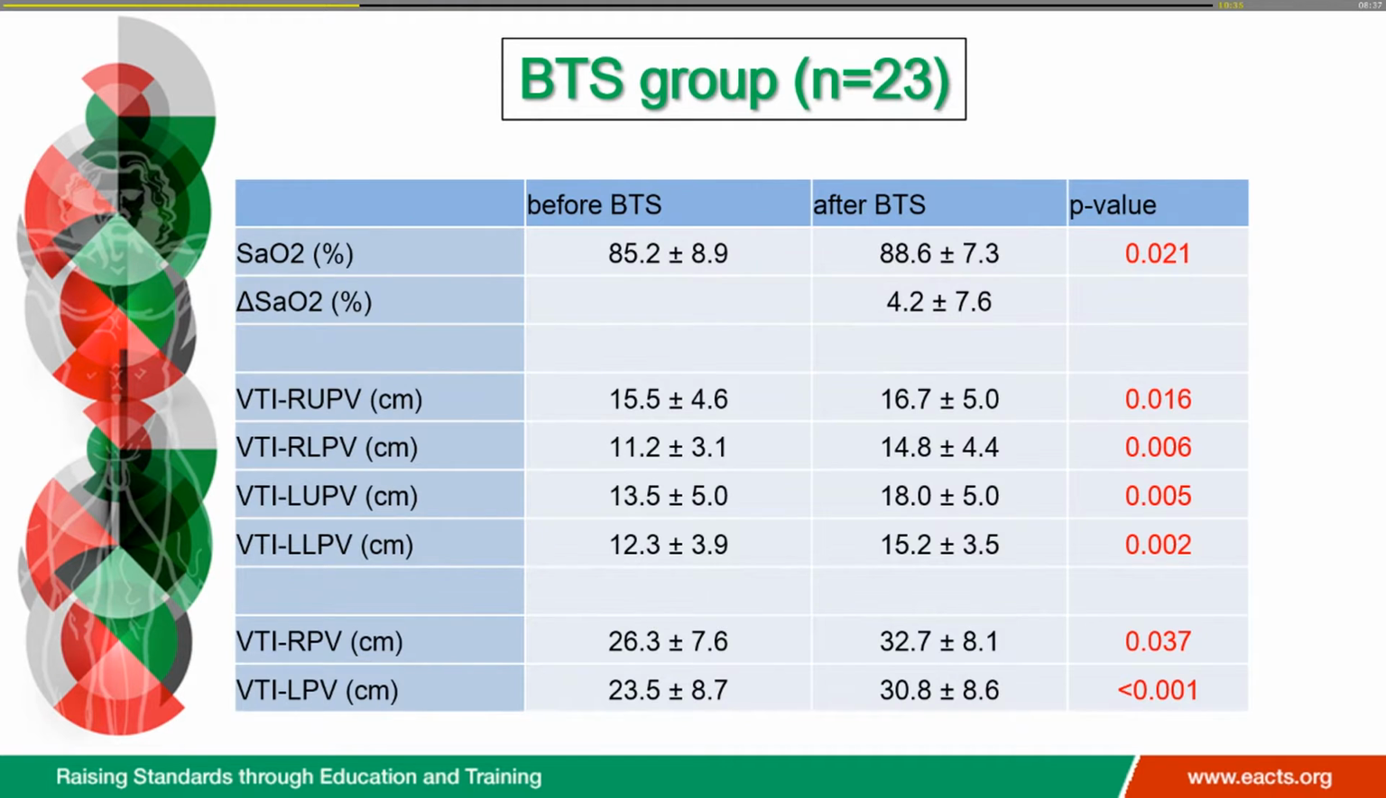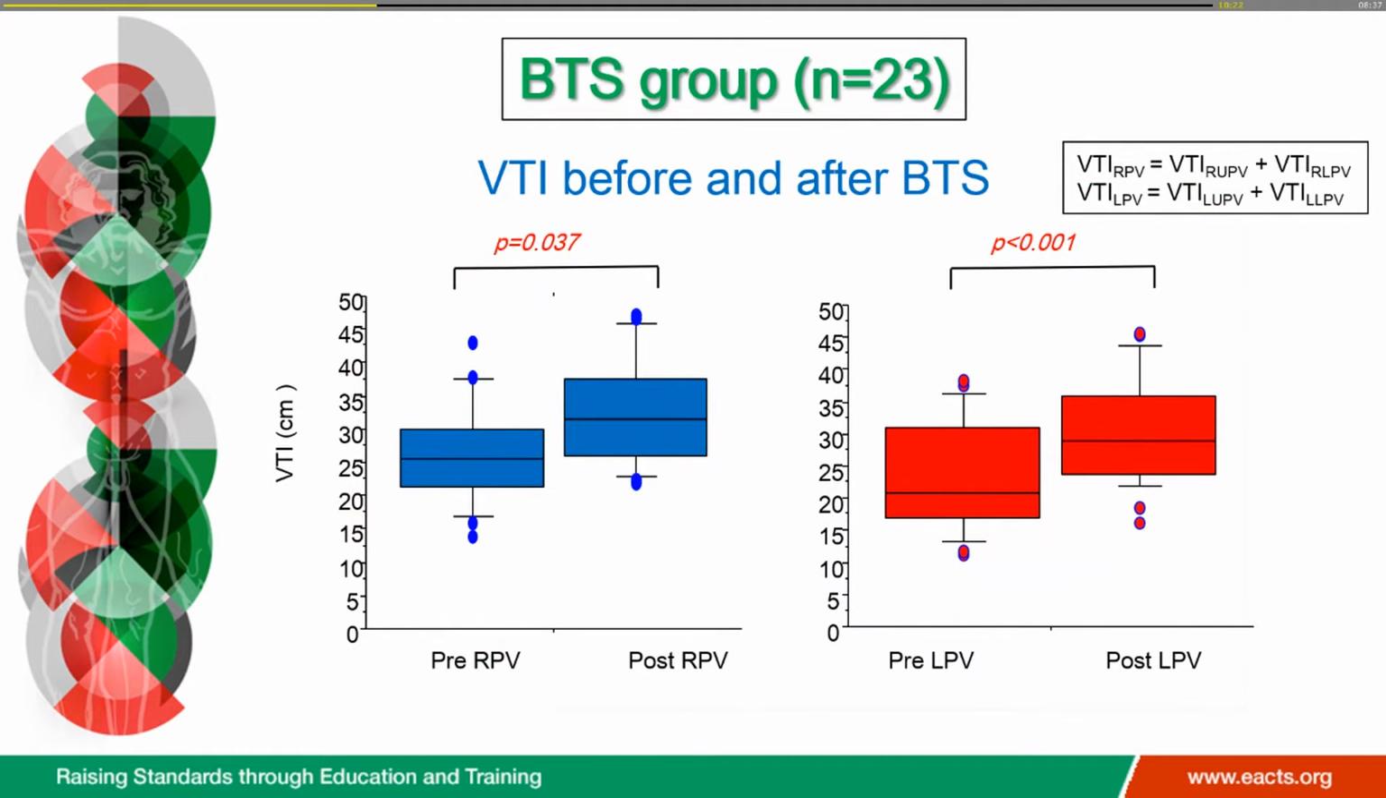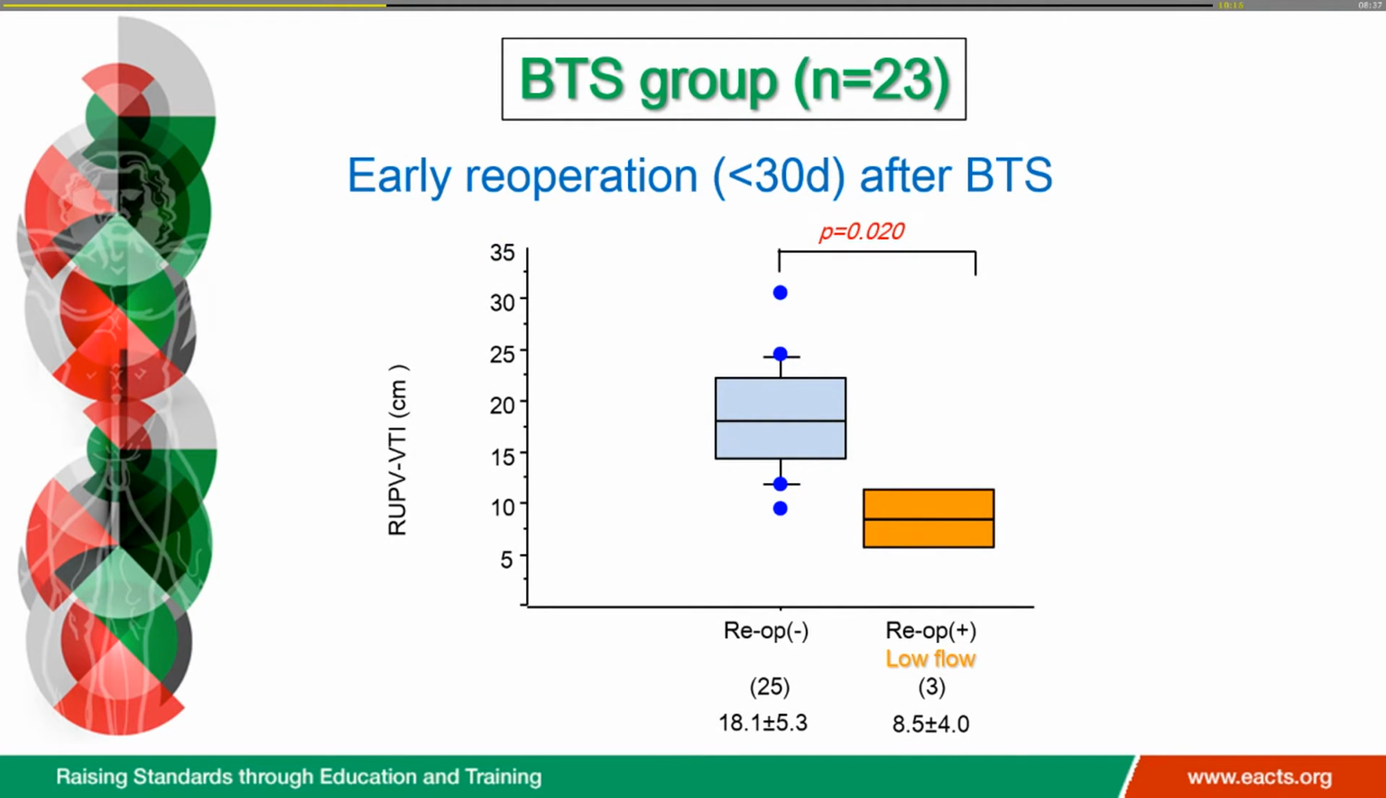And lastly, in the BT shunt group, SpO2 level increased, and VTI of all 4 pulmonary veins significantly increased after the reconstruction of the aortopulmonary shunt. The PBVTI of both right and left pulmonary veins increased significantly. During this study period, 3 patients required unplanned early reoperation due to pulmonary low flow, and they had significantly lower PBVTI compared to those of no reoperation patients.